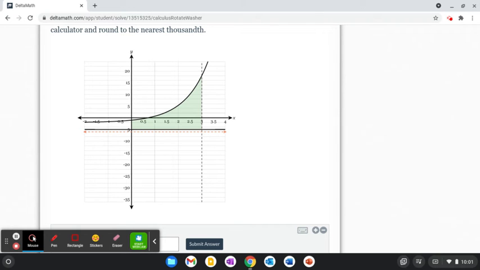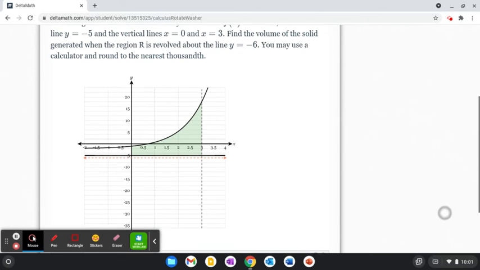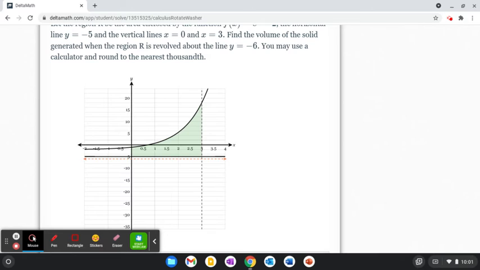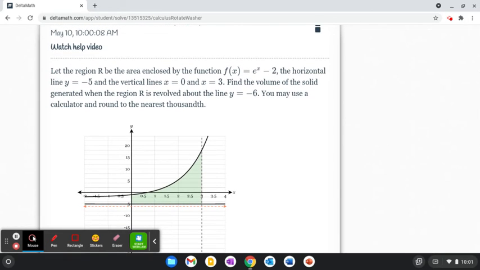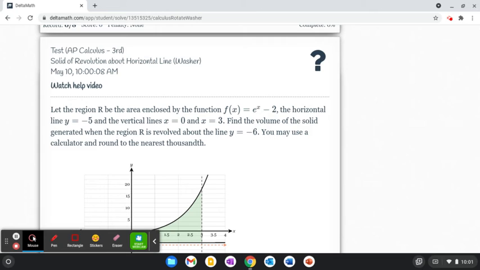Hey guys, as we wrap up this section on volume of solids of revolution, we're going to look at one more scenario here, and this is very similar to the disk method. The only difference is that we're going to call this the washer method. A washer, don't think of a dishwasher or a washing machine. Think of a washer that is like a tool.